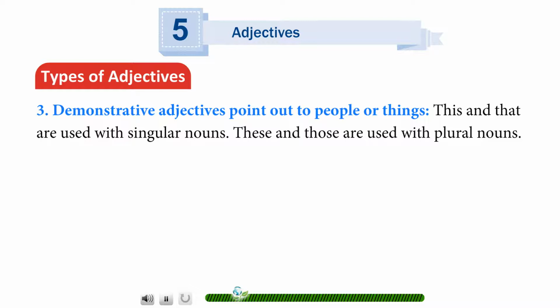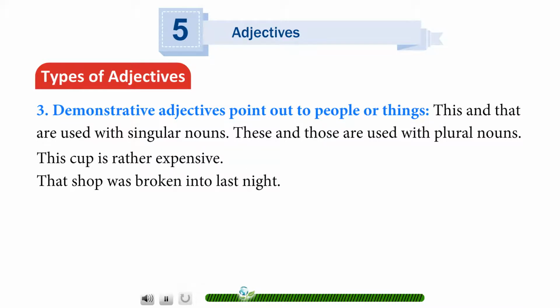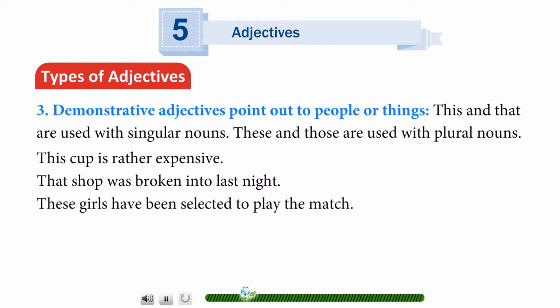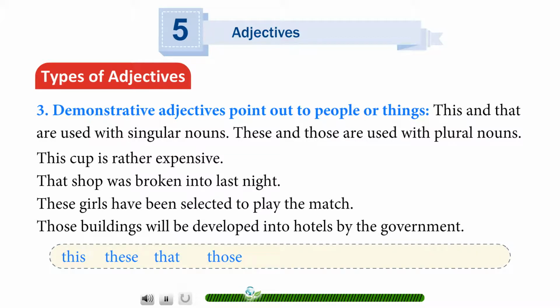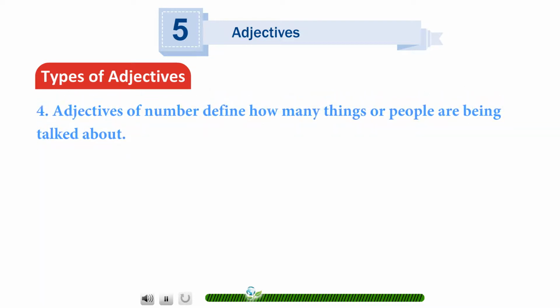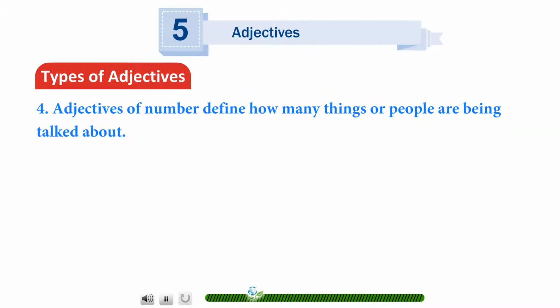Demonstrative adjectives point out people or things. This and that are used with singular nouns. These and those are used with plural nouns. This cup is rather expensive. That shop was broken into last night. These girls have been selected to play the match. Those buildings will be developed into hotels by the government. This, these, that, those.